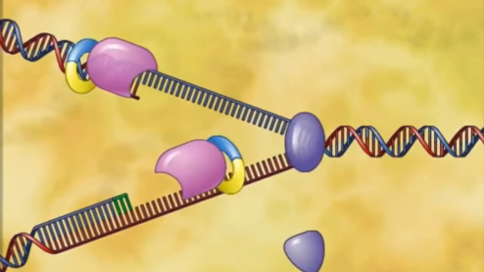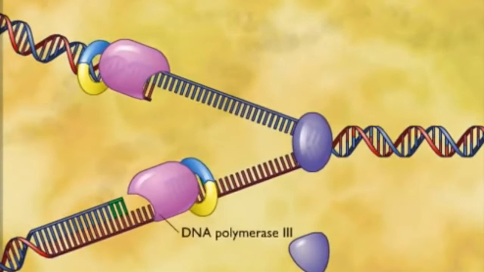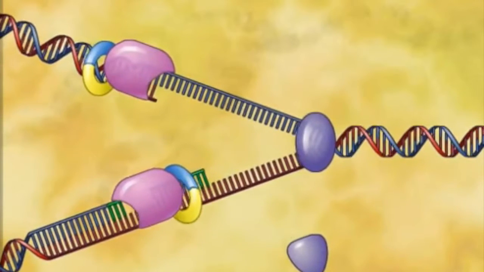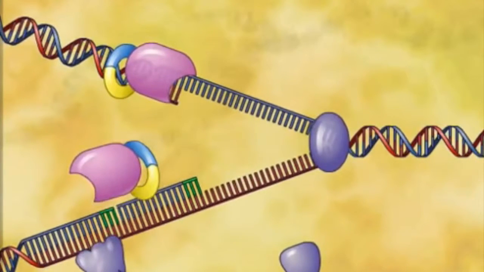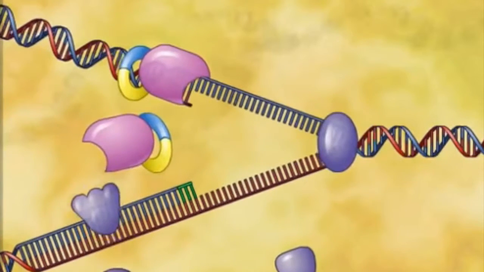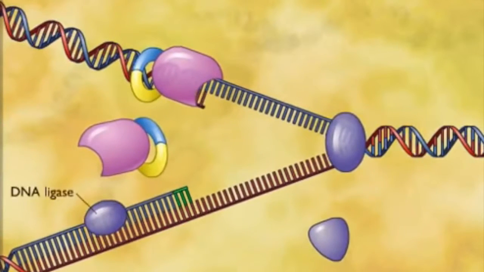To elongate the other new strand of DNA in the mandatory 5' to 3' direction, DNA pol 3 must work along the other template strand in the direction away from the replication fork. The DNA strand elongating in this direction is called the lagging strand.